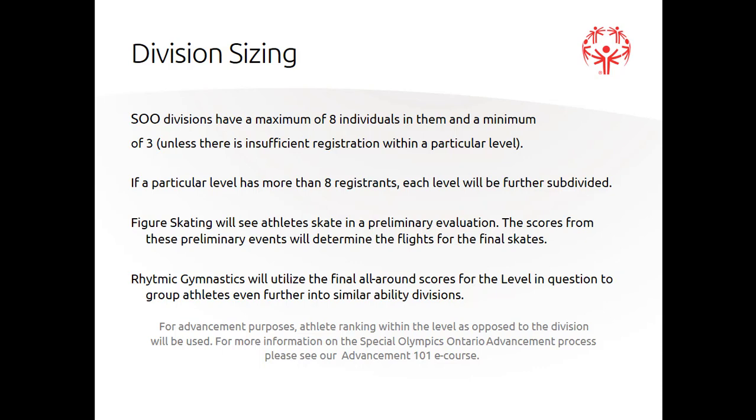For rhythmic gymnastics, divisions should be based on preliminary round results if time permits during the competition. If a preliminary round cannot be run, then divisions will be based on the athlete's final scores on each apparatus. Rhythmic gymnastics divisions shall have no less than 4 athletes in them.